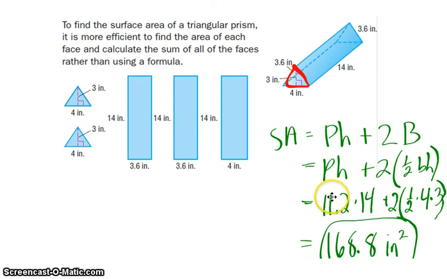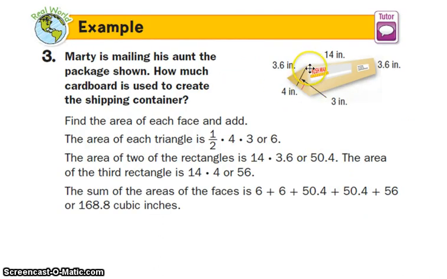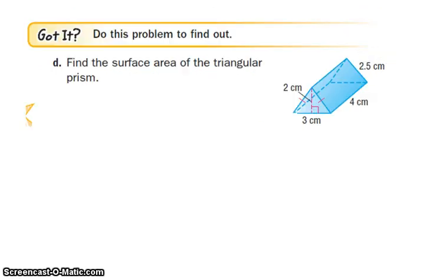It's the same thing as the rectangular prisms, except we change this formula right here because now our base is a triangle. Okay? You can see right here what we would need to do would be to find the perimeter of this triangle right here. Find the perimeter, multiply it by the height. Then we find the area of the base and multiply it by 2 because we got two bases. Okay? Pause the video and try this got it problem.